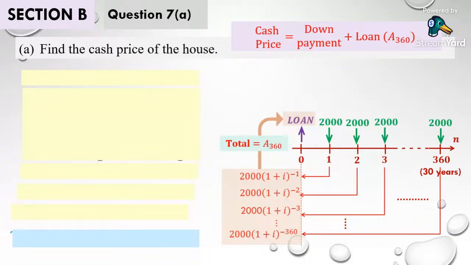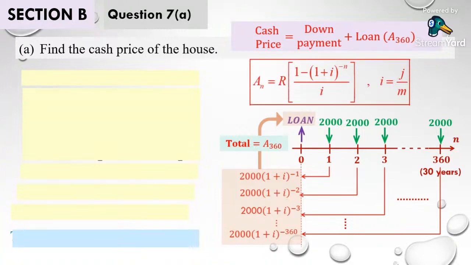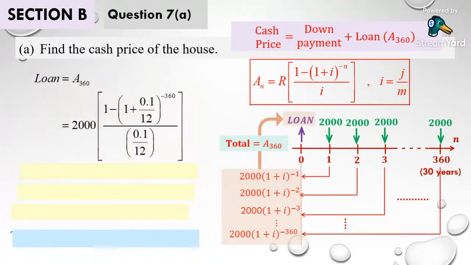Just now, somehow I tell you that the loan is being calculated by A360, where A is based on the AN formula. We substitute accordingly. We should be able to get the answer. So therefore, to calculate the loan is A360. Substitute accordingly to the formula. Press calculator. We should have the answer as 227901.64. So this is the amount of loan that is borrowed.